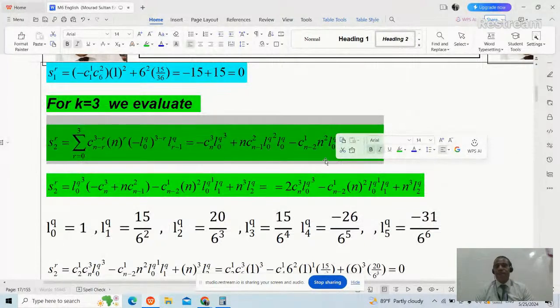Now let's start. S2 of order R is the sum from 0 to 3 of the combination n minus r, 3 minus r, where r belongs to 0 and 3, meaning 0, 1, 2, 3. Therefore, times n raised to the power r, between parentheses negative L0 of ODQ, all raised to the power 3 minus r, times L r minus 1 of ODQ.